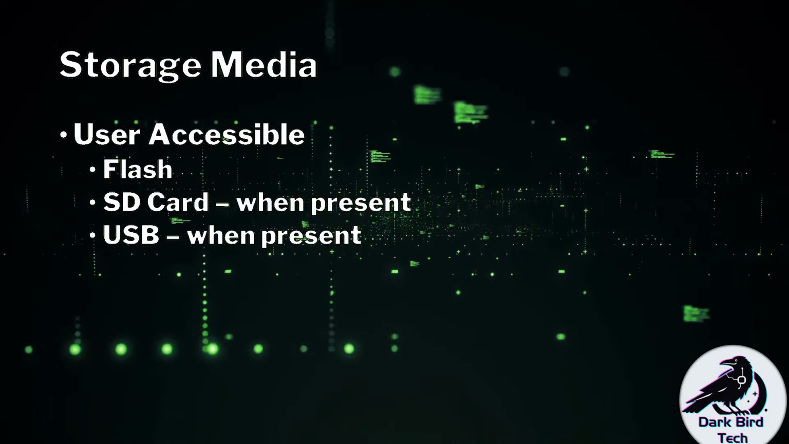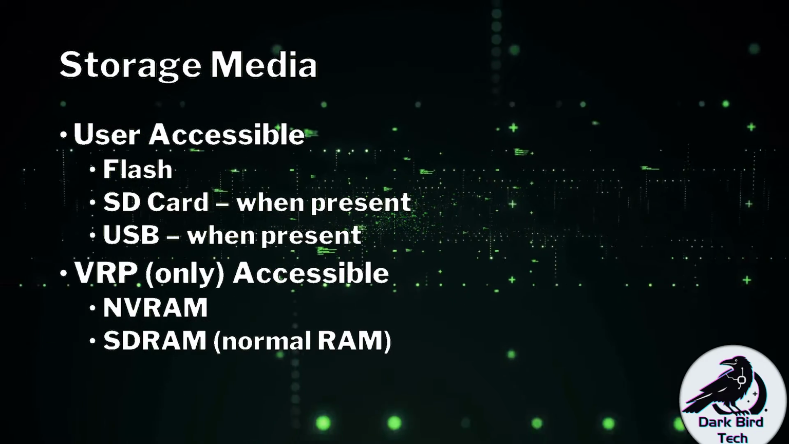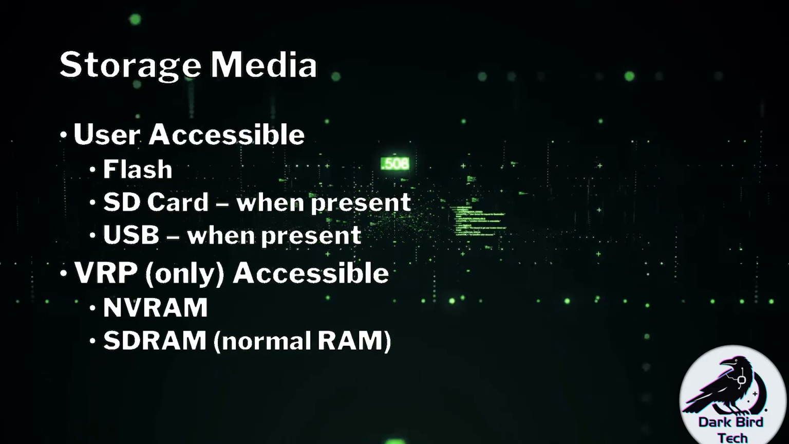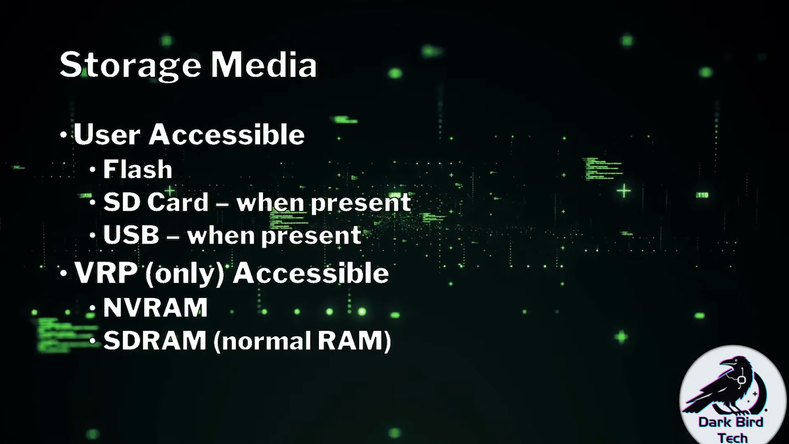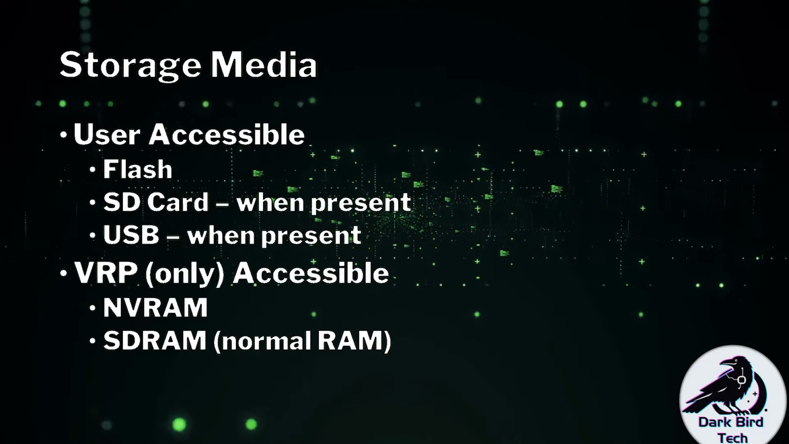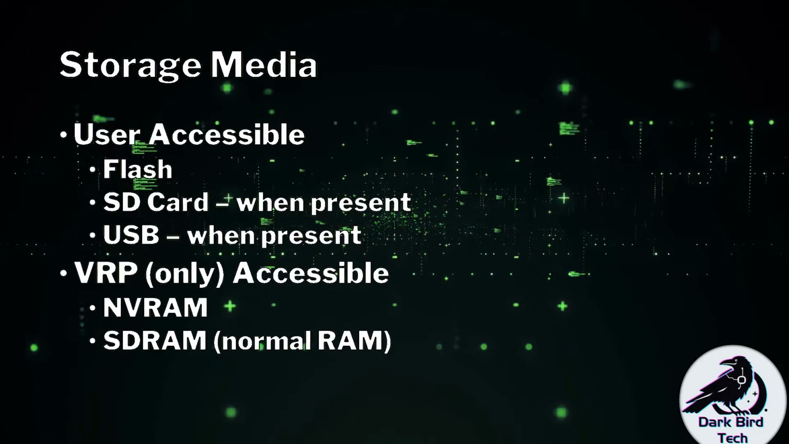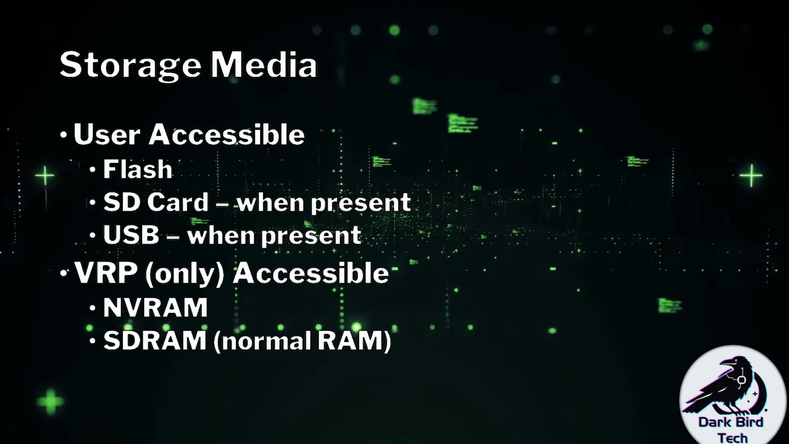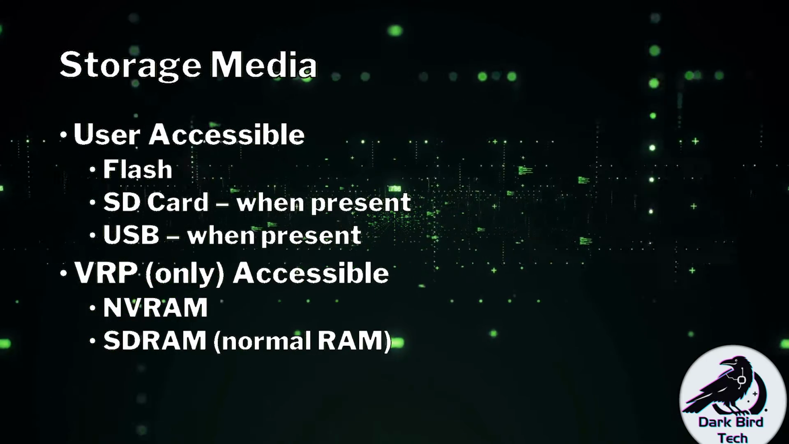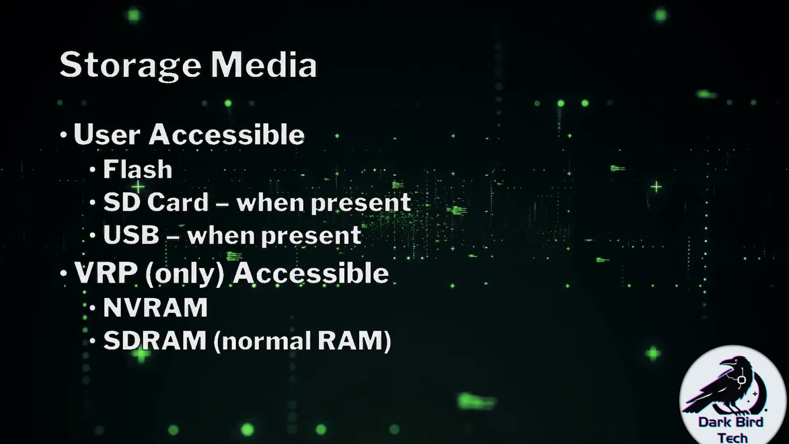But there's two other types of storage that are only accessible to VRP itself, and that is the NVRAM, or non-volatile random access memory, and the SDRAM. Now, if you're thinking, hang on, what? SDRAM is just normal RAM, synchronous dynamic random access memory. Remember, your network appliances, be them routers, switches, firewalls, whatever, they are essentially a computer that is just highly optimized towards networking activity. So they have processors, they have memory, they have storage, just like a computer.